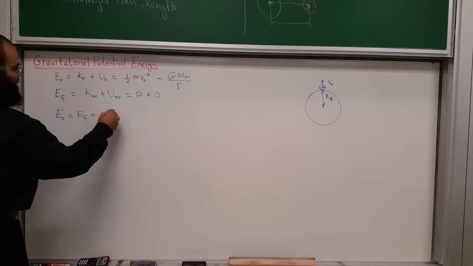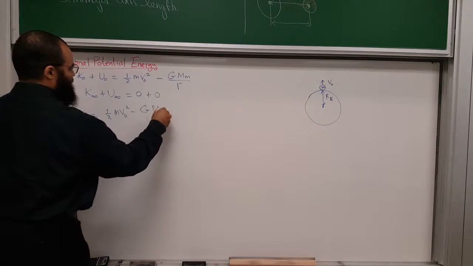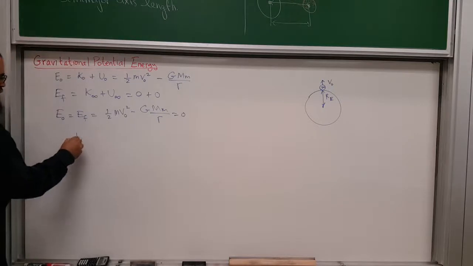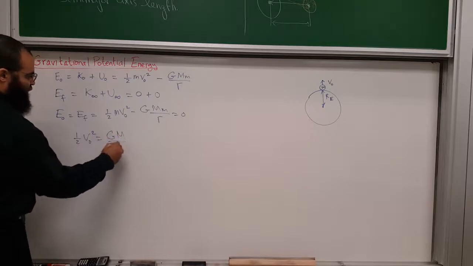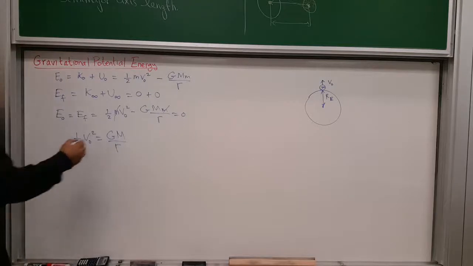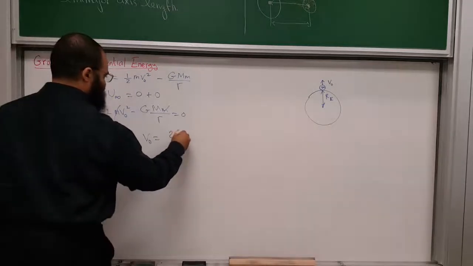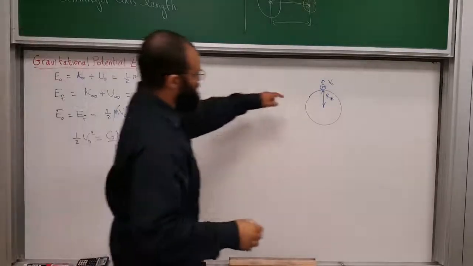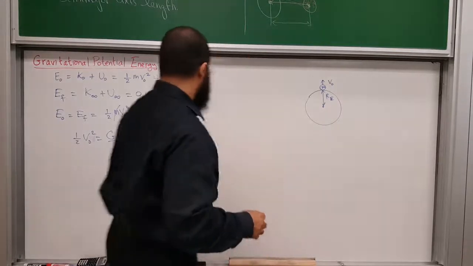We get 1/2 little m v initial squared minus G capital M little m over r. We want it to be 0, and therefore 1/2 v initial squared equals G capital M over r. I canceled this one. You divide both sides by m. And solve for v. So you get v initial, the escape speed, would be the square root of 2 capital G capital M divided by r. And r initial: it started at the surface of the Earth, so the distance between the mass and the center of the Earth is the radius of the Earth.